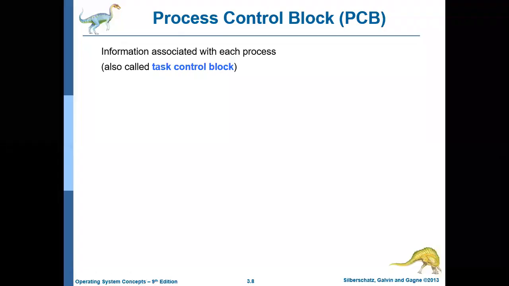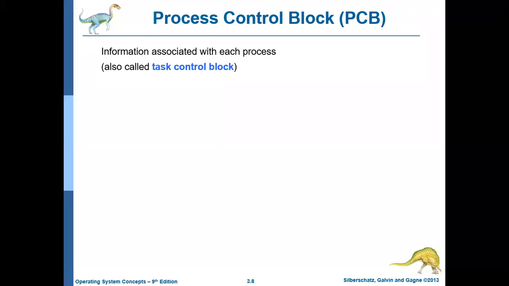Welcome. The topic we will be discussing in this lecture is process control block. Each process is represented in the operating system by a process control block. Basically, a process control block contains all information about a particular process, including all state information about it. A process control block is also called a task control block.